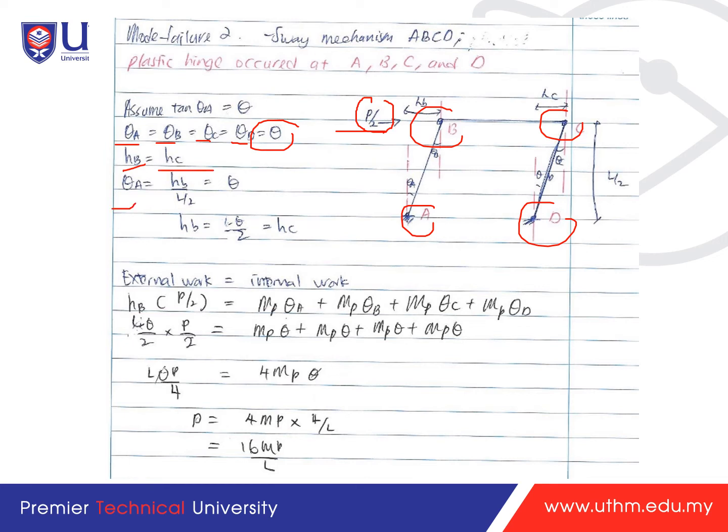Now look at this. Theta A is equal to HB over L over 2, so it's equal to theta. You rearrange it, you will get HB is equal to L theta over 2, and so HC is the same. Now we have all the thetas and all the h's, so we can use the equation of external work equal to internal work. HB times P over 2 is equal to MP theta A plus MP theta B plus MP theta C plus MP theta D. You solve and rearrange this, you will get P is equal to 16 MP over L.